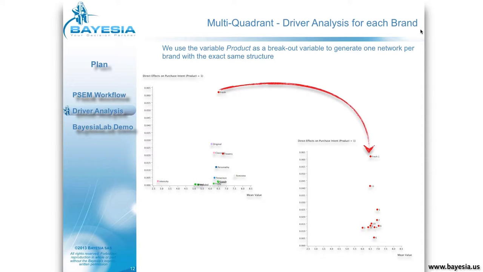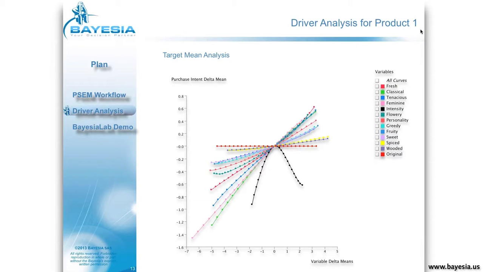And then we have an insight on the total market. And we are going to use this information in order to create a realistic optimization policy. And then we will be able to do target mean analysis.